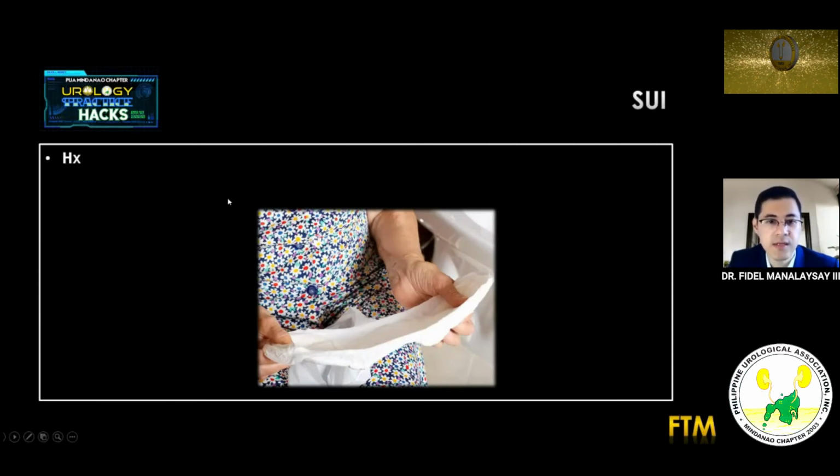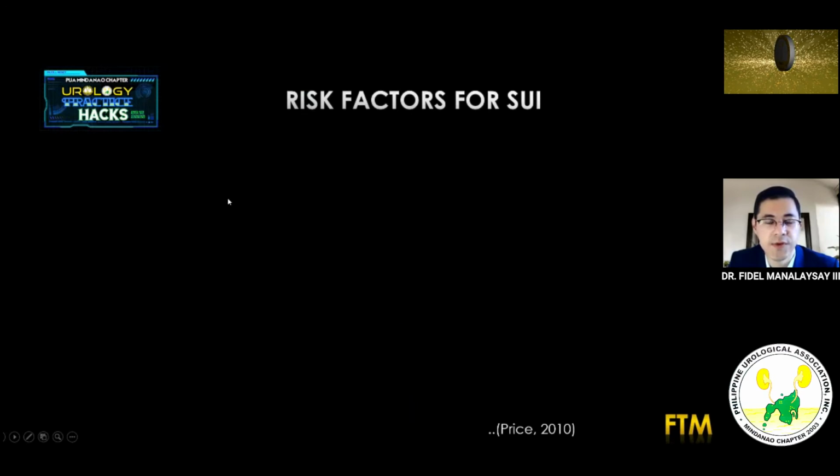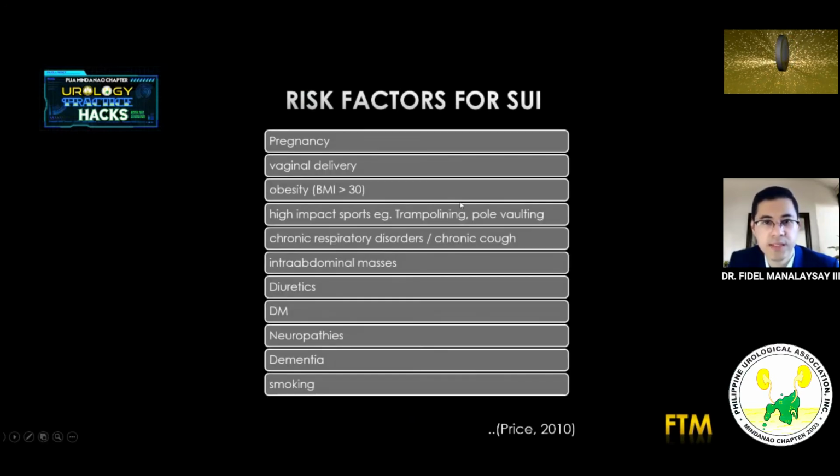Focusing on history, we should know what the risk factors for stress urinary incontinence are. According to the study by Price et al., the risk factors are pregnancy, vaginal delivery, obesity, high-impact sports, chronic respiratory disorders, intra-abdominal mass, use of diuretics, presence of diabetes mellitus, neuropathies, dementia, and smoking.